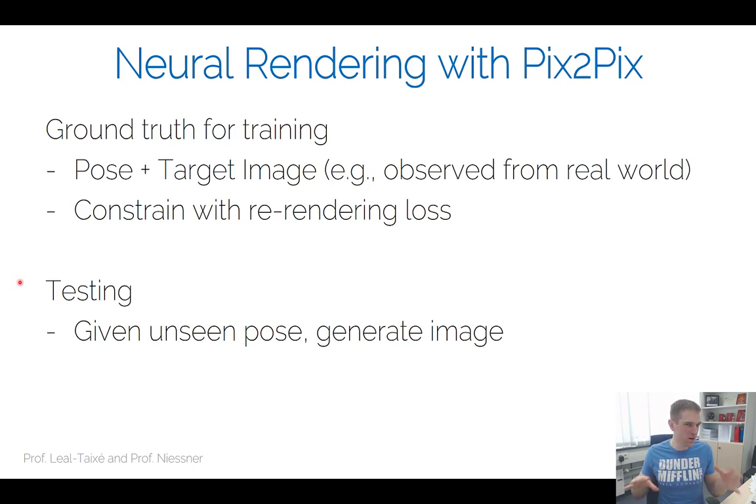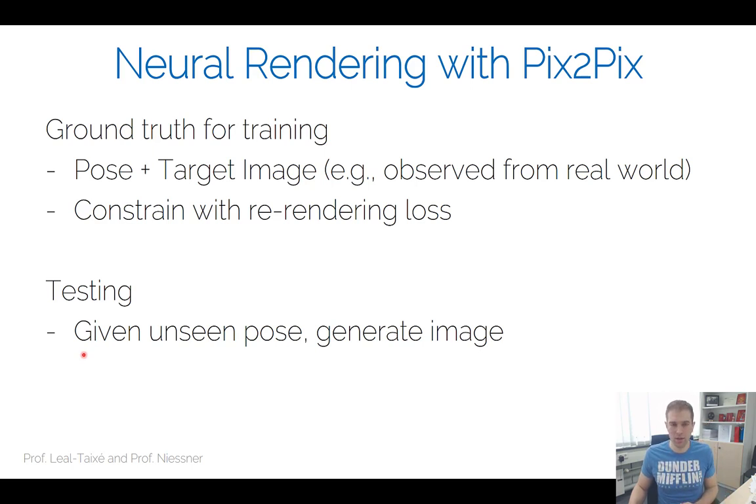But if we're doing this very naively with pix2pix, it's pretty straightforward, right? We just need to get this input data. We need the poses for it. We constrain the re-rendering loss, and then we generate new images for new poses, right? By running the network with new conditions.